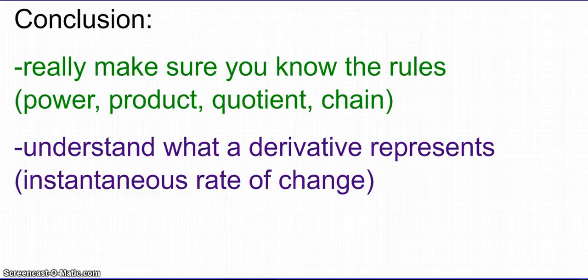So in general, you really want to make sure you know the product rule, the quotient rule, the chain rule, the power rule, obviously. All of those make derivatives much simpler and possible in some cases. And then we want to really understand what a derivative represents. It's instantaneous rate of change, which in terms of a function is the slope of the tangent line at a point. In terms of position, that means velocity. In terms of velocity, that means acceleration, but it's always at that instant.